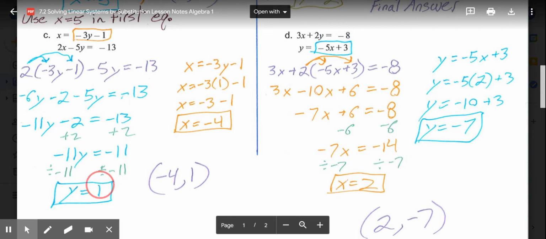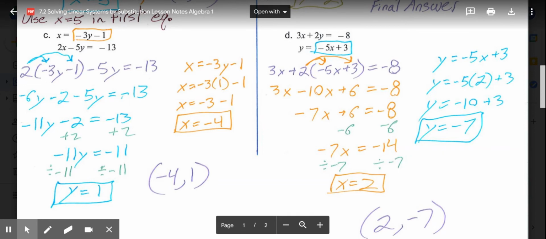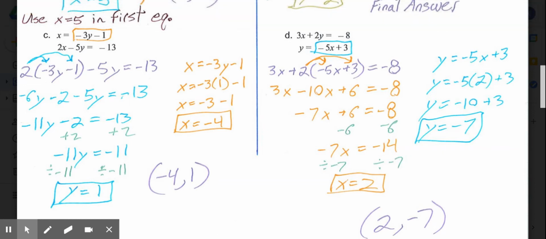So now that we know y equals 1, we move into step 4, and we're going to substitute the 1 in for y in the other equation, which would be, in this case, the top equation. So x equals negative 3 times y minus 1. Substitute the 1 in for y. So negative 3 times 1 minus 1, x equals a negative 3 minus 1, meaning x equals a negative 4. So our solution would be negative 4, 1.